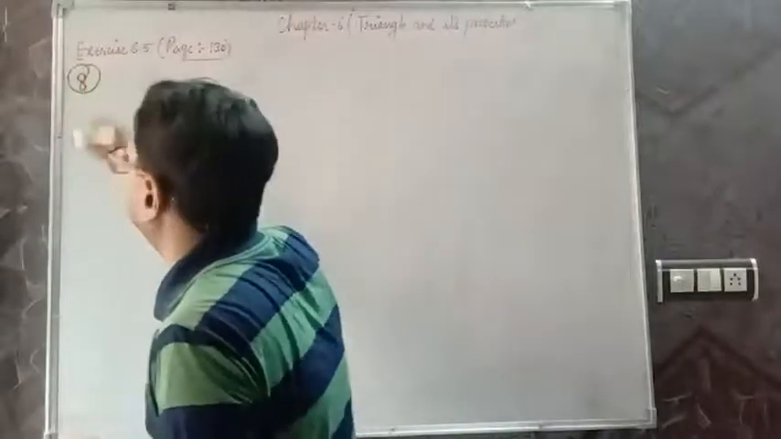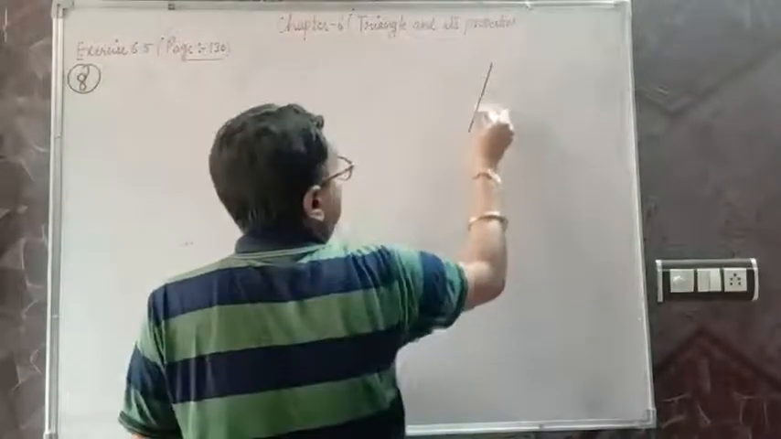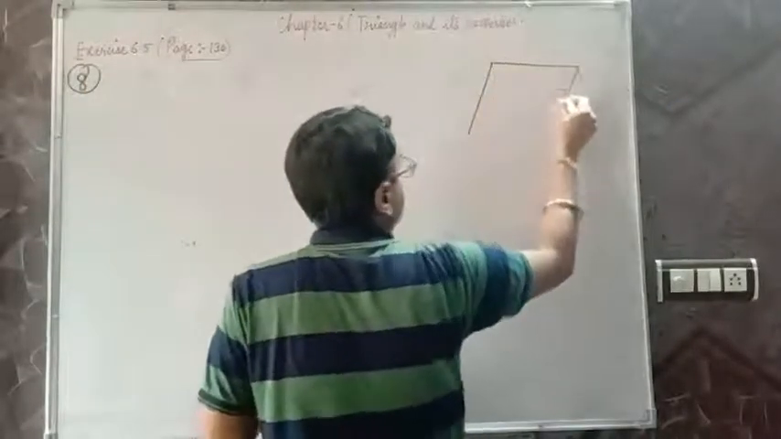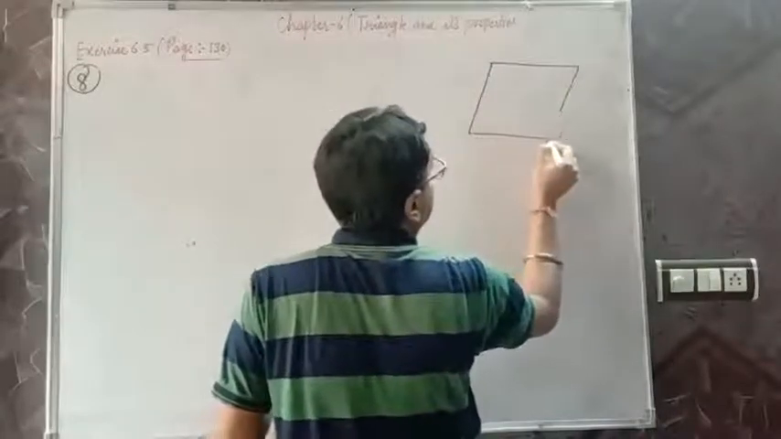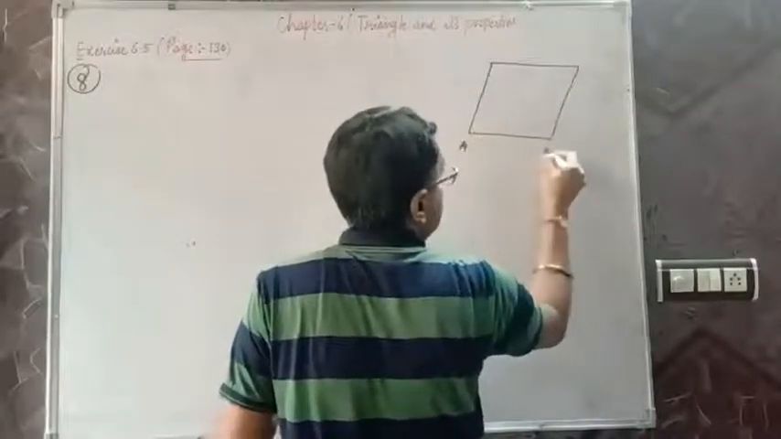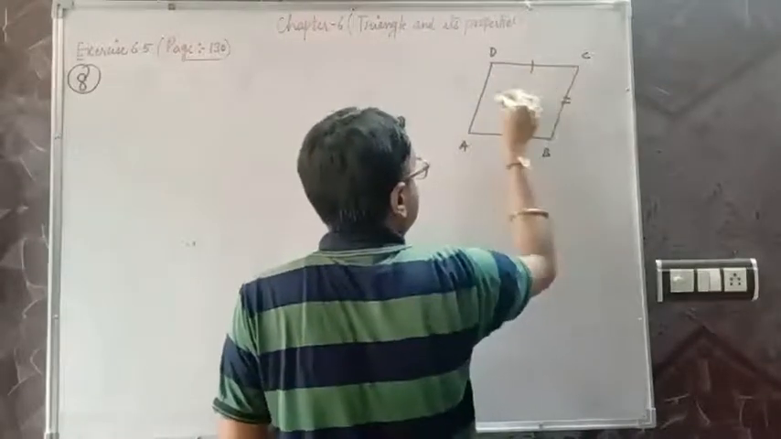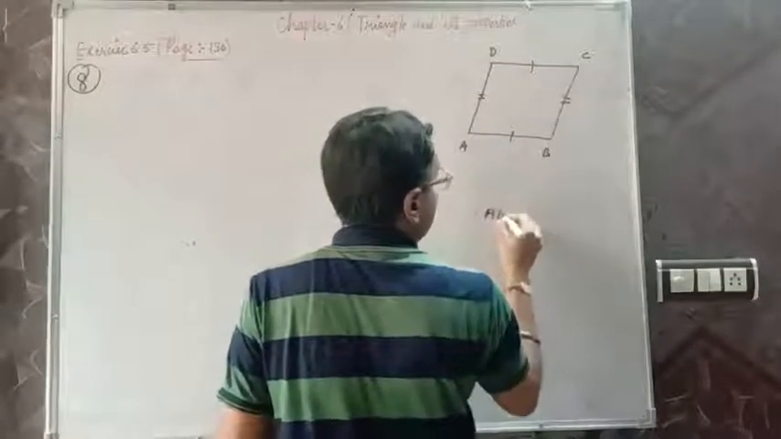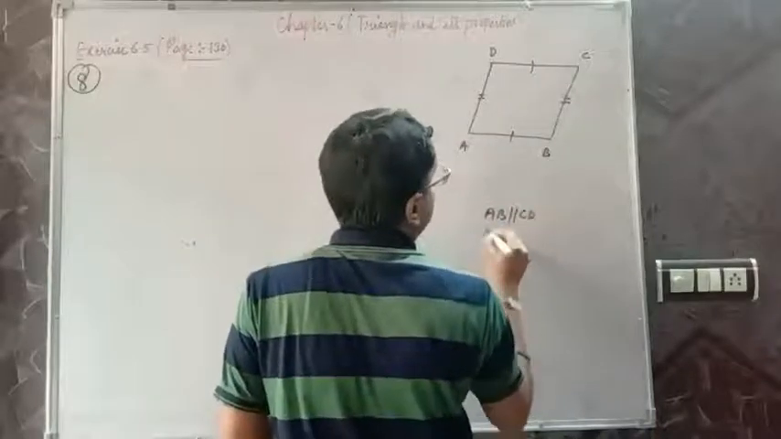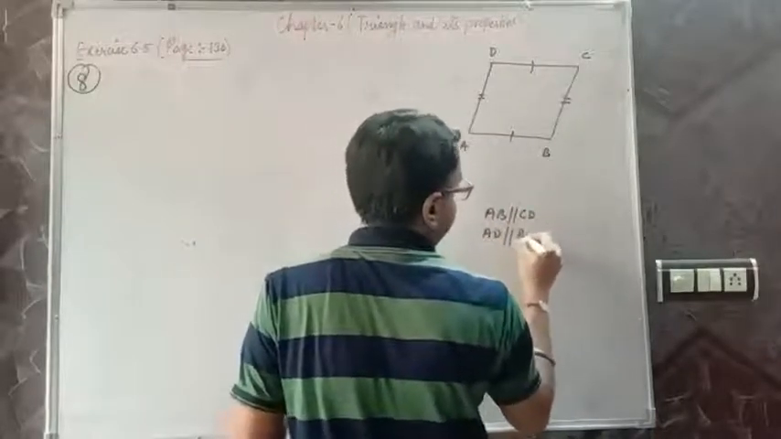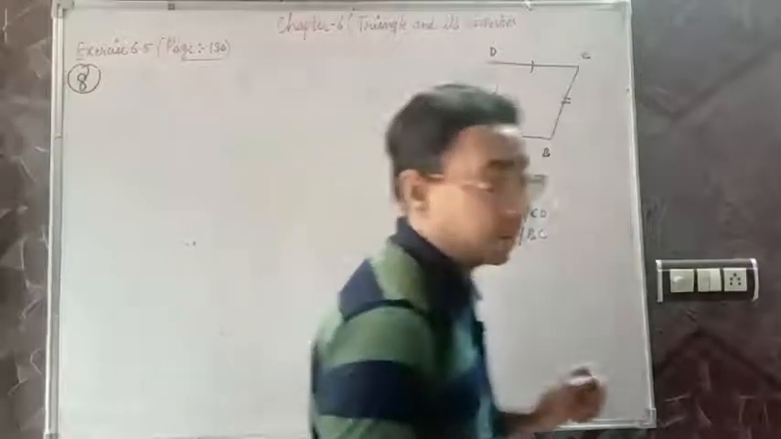Last question, that is the question of rhombus. Diagonals of a rhombus measure 16 centimeter and 30 centimeter. Find its perimeter. What do you mean by rhombus first? Rhombus is a parallelogram whose all sides are equal. Parallelogram means this is parallel to this, this is parallel to this. It means AB is parallel to CD and AD is parallel to BC. This is what rhombus is.